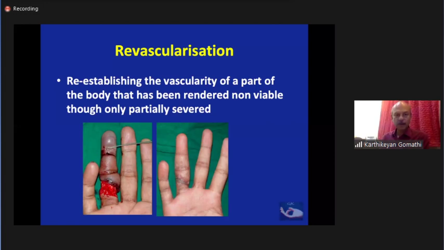The only problem in revascularization is the cold ischemia time. We will not be able to preserve it properly. So the warm ischemia time is longer in patients who have had a partial amputation. We will see what this cold ischemia and warm ischemia is as we go along.